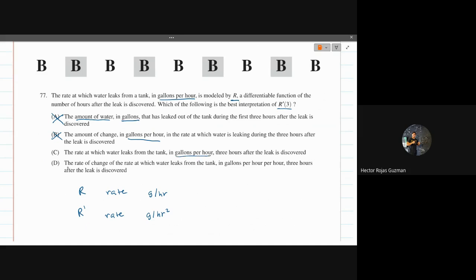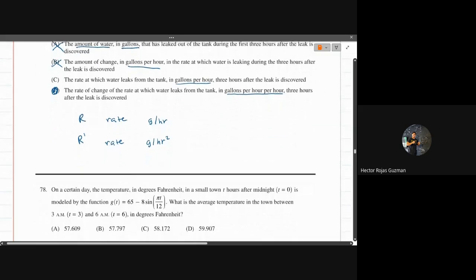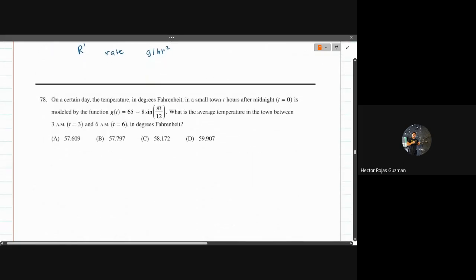Part D. The rate of change of the rate. Oh, that's already starting to sound correct. The rate of change of the rate in gallons per hour, 3 hours after the leak is discovered. Yep, that's the answer. Correct units, correct setup. We're golden.